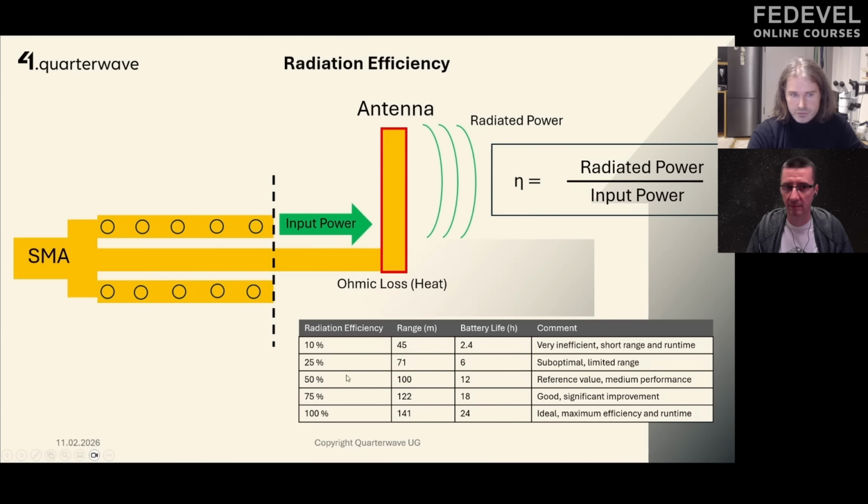If you have 50% efficiency, you can maybe achieve 100 meters of range or 12 hours of battery life. If the radiation efficiency is decreasing, you see that the battery life is decreasing and also the range is decreasing. So it's very important to have a very efficient antenna. So how do you influence efficiency? By the shape and the material. It's important to know how to design the antennas. There are different designs. Maybe I show you some examples later.